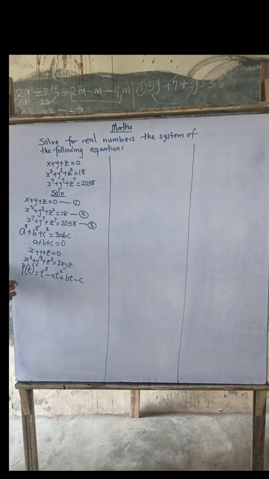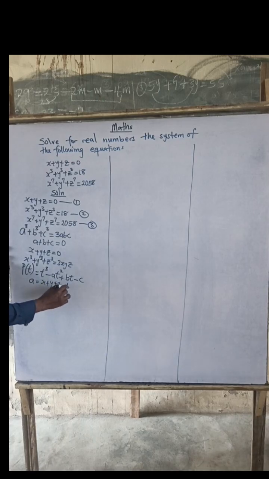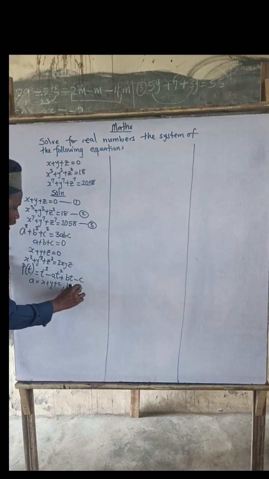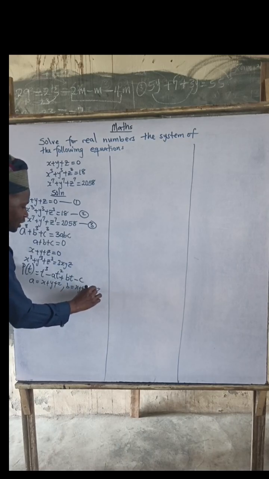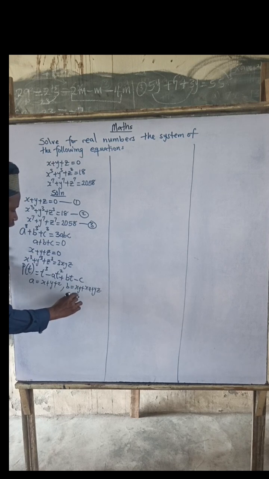Now this a equals the sum of the roots, that is x plus y plus z. Then b equals the sum of the products of two roots put together, xy plus xz plus yz. And c is the product of the roots, that is x, y, z. You multiply them together to get c.